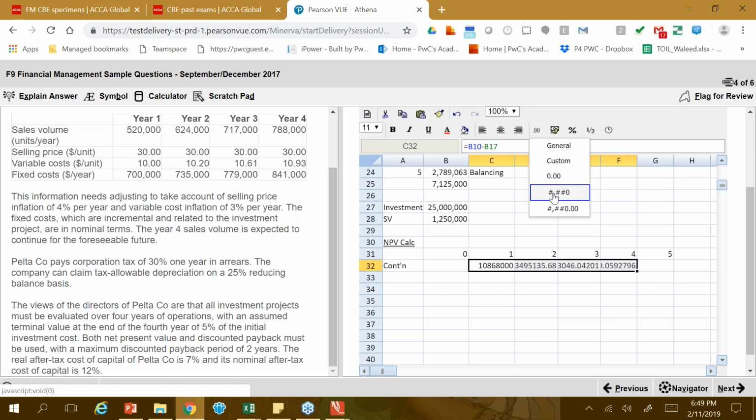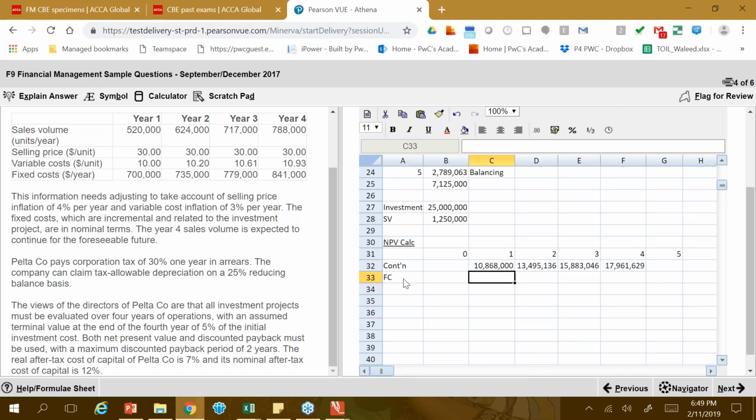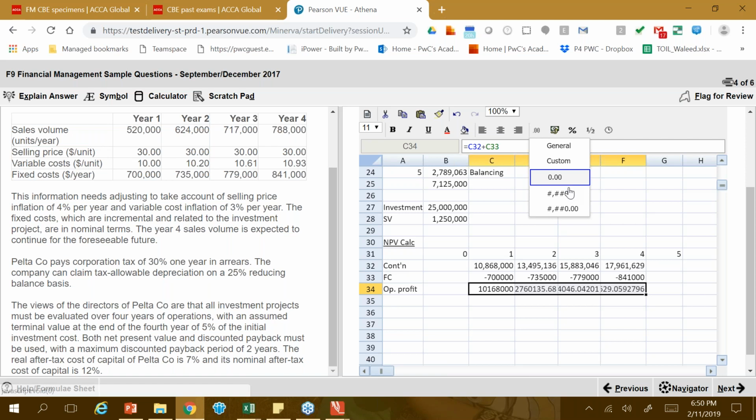Once we've done that, we're going to put here our fixed costs, which are given in the question, which are 700,000, 735,000, 779,000, and 841,000. And at this point, I can find my operating profit, which is C32, C33. So that is my operating profit here for the first year, 10,168. And we can just drag this forward and fill up the remaining operating profit line, which comes out to be the values here.